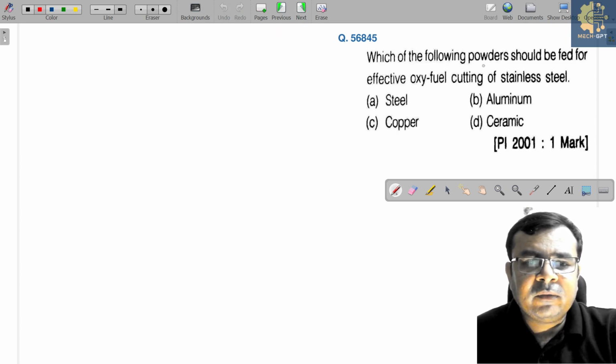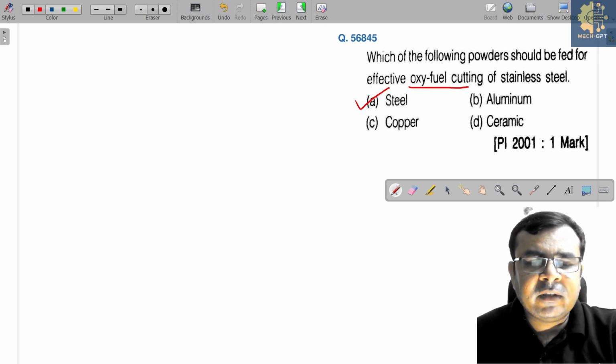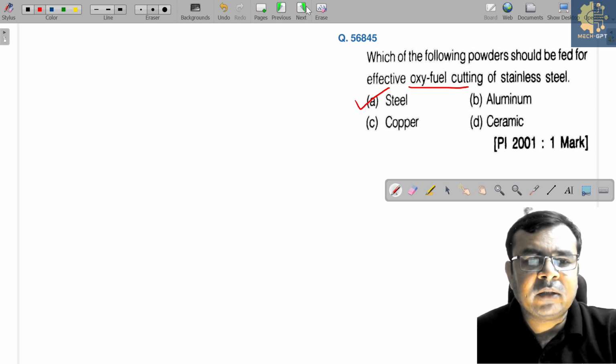Okay, so what about this? Which of the following powders should be fed for the effective oxy-fuel cutting of stainless steel? So the correct answer is steel. Actually, when you feed steel in oxy-fuel cutting, the oxygen reacts with steel and produces iron oxides, which helps the metal cutting.